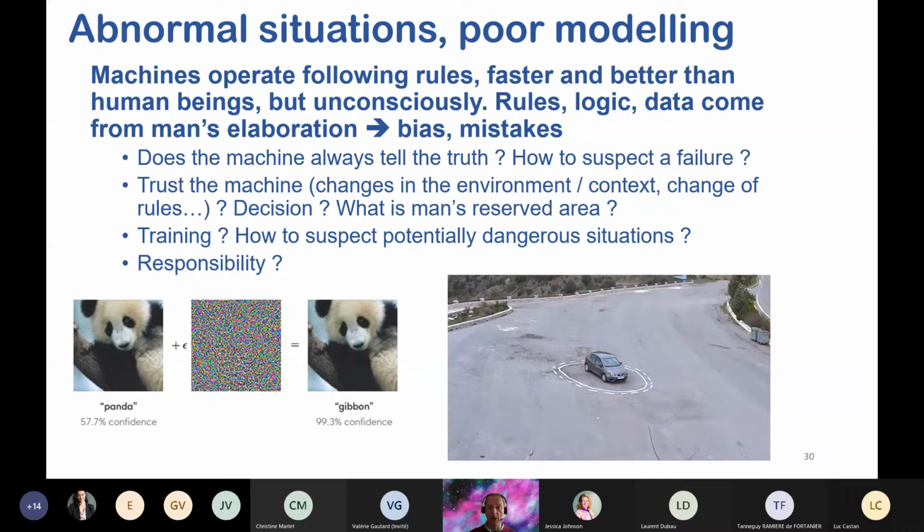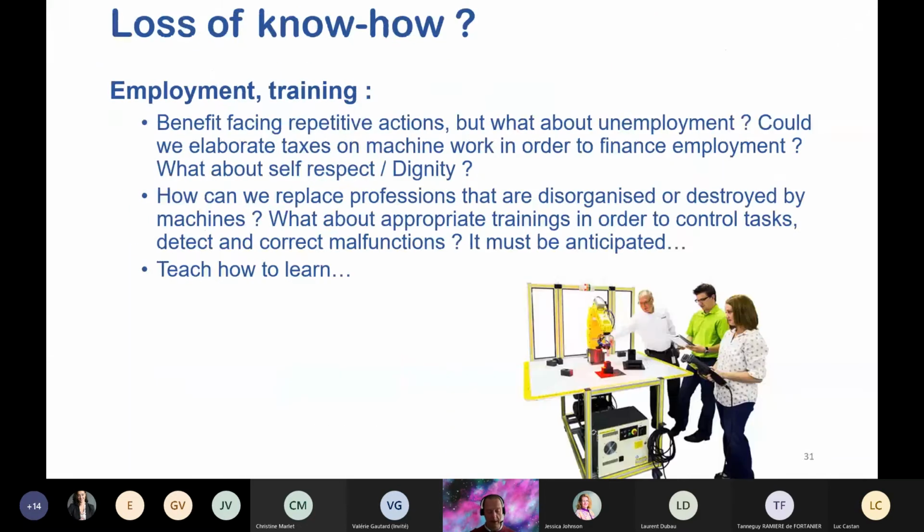What decision? What is the man's reserved area? Training itself. How could we suspect potentially dangerous situations if we lose our training? And can I decently say that the machine was responsible for such a decision? I have no answer up to now. What happens if we lose our know-how?